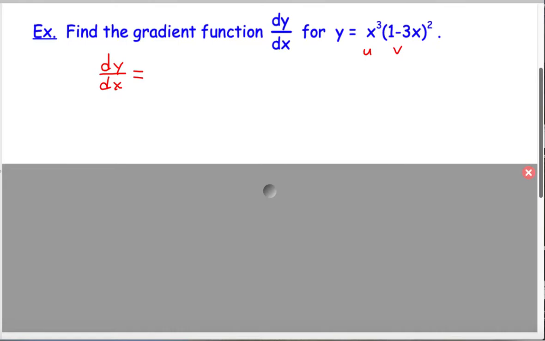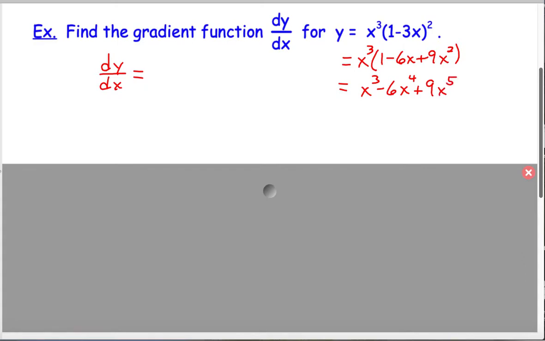Now to do this, there's a technique that we want to apply called the chain rule, but we haven't worked with that yet. So an alternative to trying to do that would be, well, I can multiply all this out. So that would be x to the third, and if I square 1 minus 3x, I'm going to get 1 minus 6x plus 9x squared. And then if I distribute the x cubed, I get x cubed minus 6x to the fourth plus 9x to the fifth.